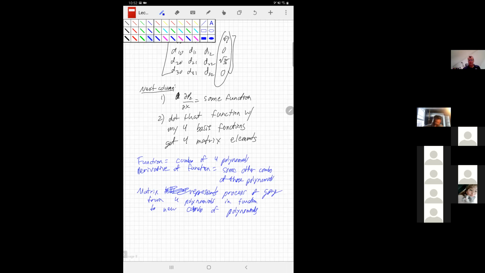Yeah, so it's a change of bases matrix, correct? I wouldn't call it a change of basis because it's still a combination of the same 4 polynomials. We're still working in that basis of those 4 polynomials. We're just taking a different combination of them. Okay, yeah, that makes sense.